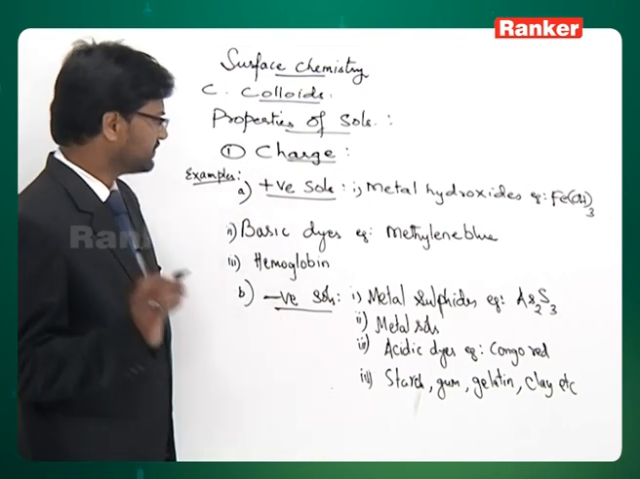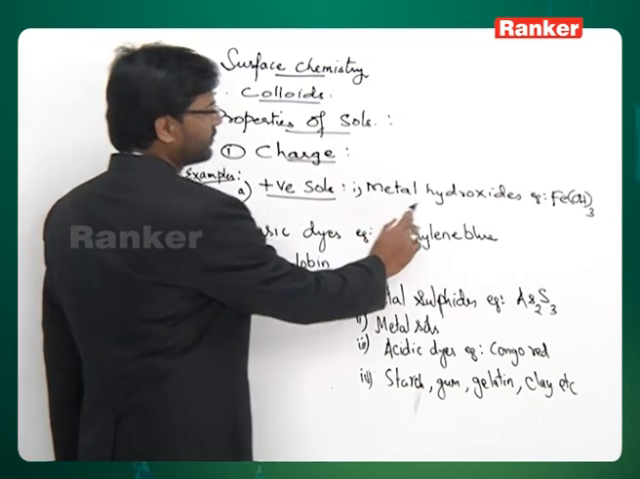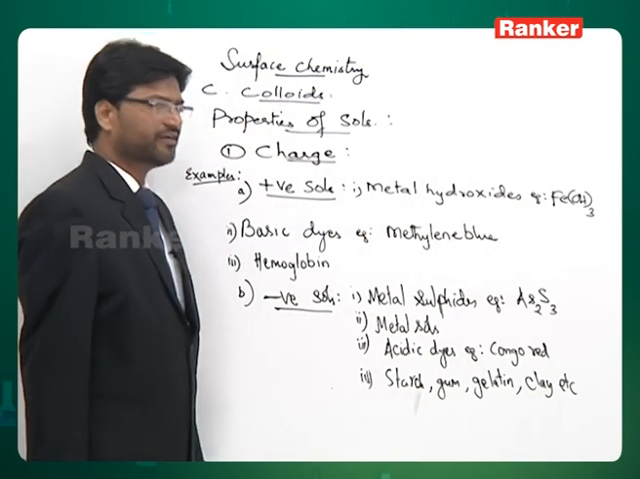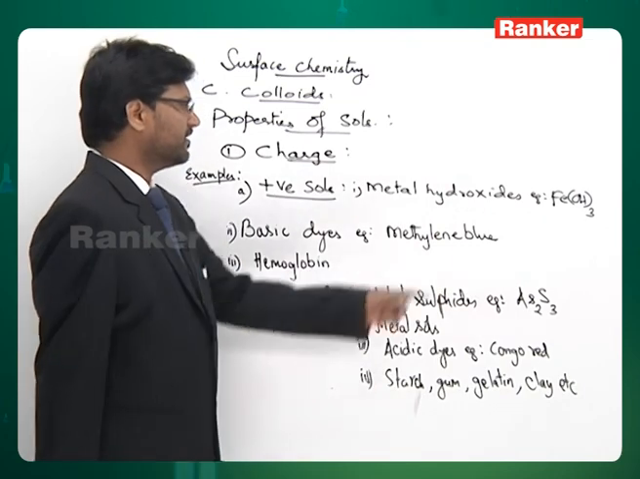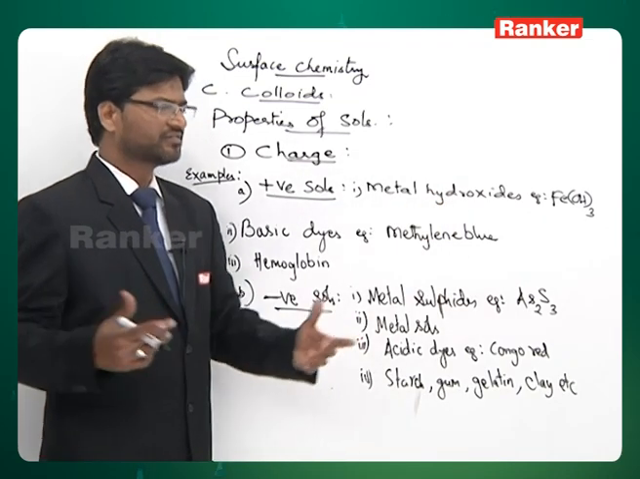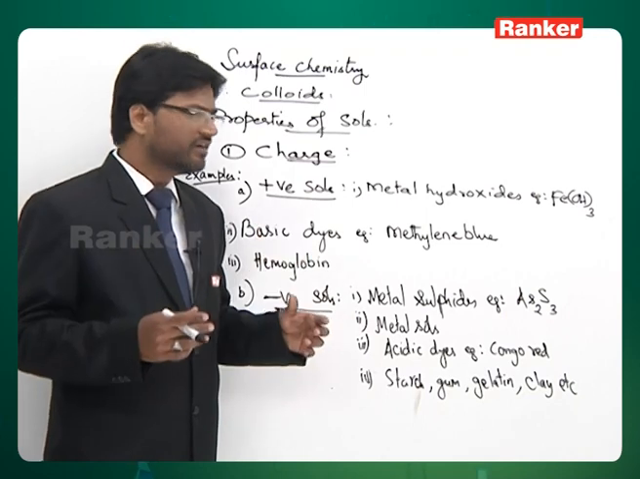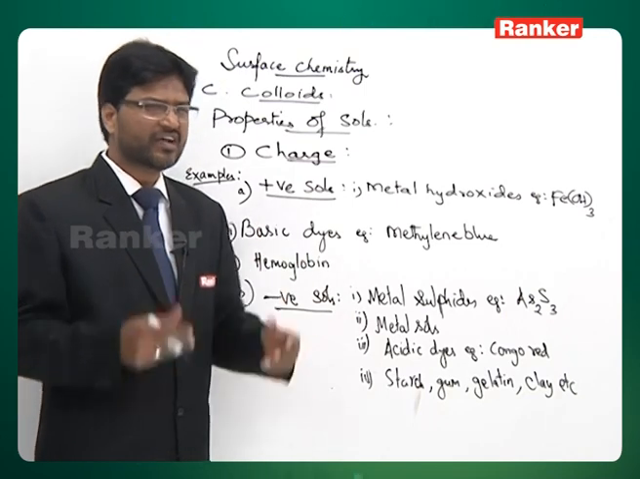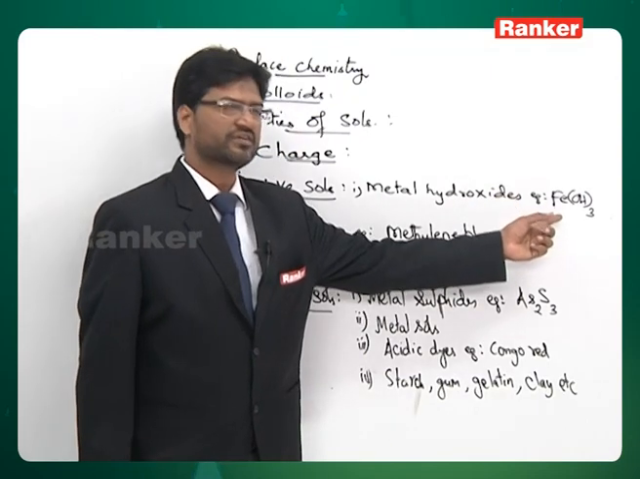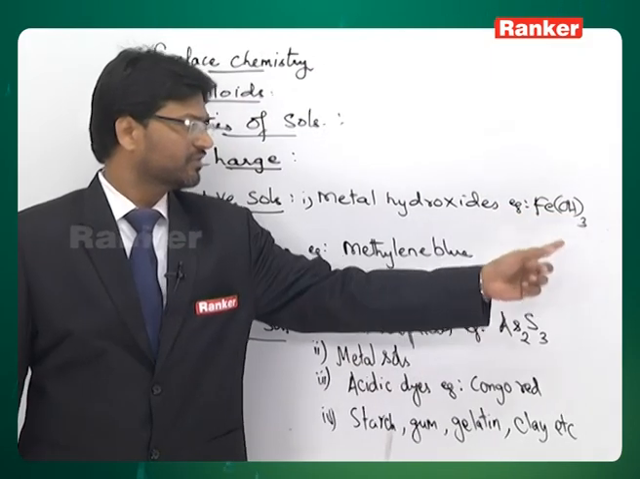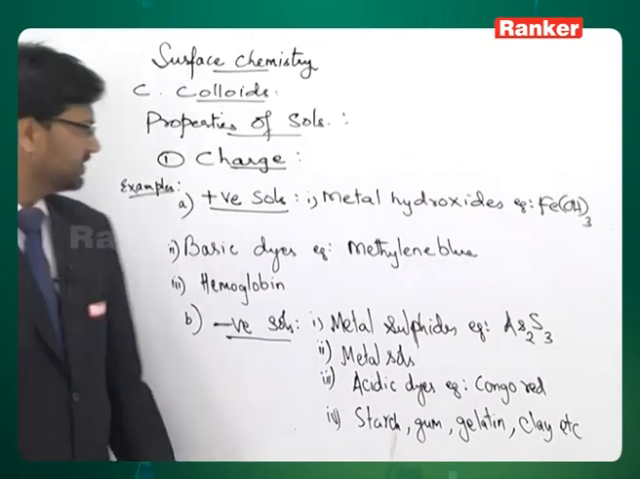Let us look at positively charged sols. Metal hydroxides, for example ferric hydroxide, such a sol is a positively charged sol. The reason is ferric hydroxide is formed due to hydrolysis of some ferric salt, and ferric salt solutions are generally acidic. So, because of the acidic condition it gives rise to a positively charged sol which consists of ferric ions getting adsorbed on the precipitate ferric hydroxide.